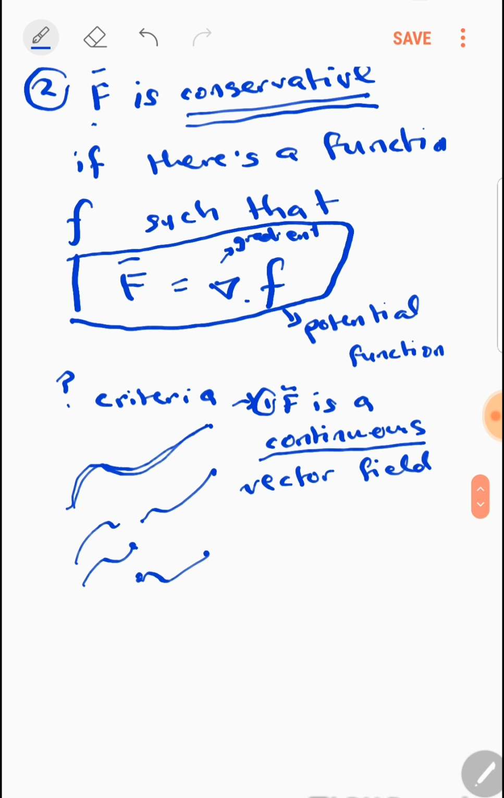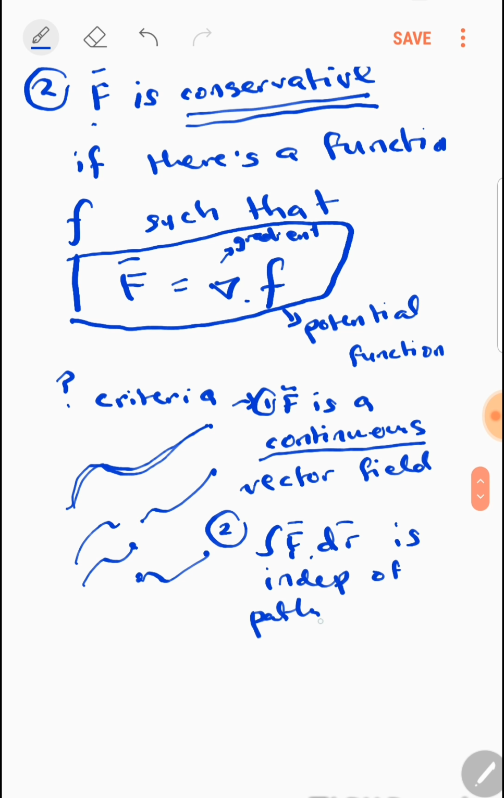For criteria number 2, the line integral of my f is independent of the path it takes. So what does it mean by independent? It basically means that if I have any curve, I can have this as the beginning point, and let's call this curve C1, going from this point all the way to this point. And I can also have another curve starting from the same point and ending at the same end point, and I'm going to call this C2.